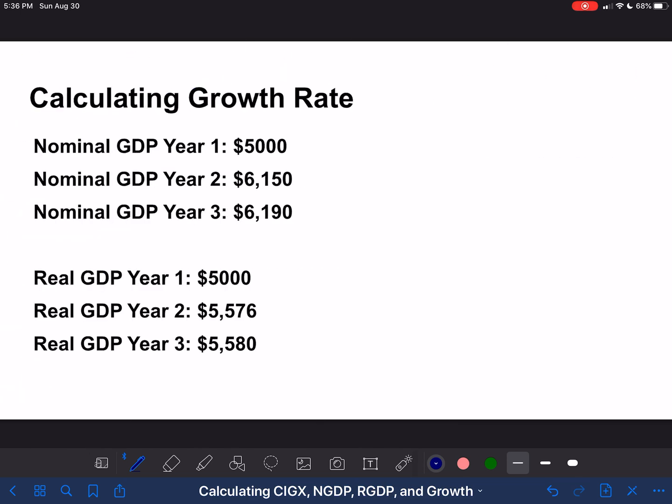So let's see what our growth rates are with our nominal GDPs and our real GDPs here, and see if that statement that we just made is accurate. So our growth rate equation is just percent change. So it's just our percent change equation. So it's new minus old over old times 100. That's percent change for us non-math people. If you are a math person, feel free to put the ones and the twos in there. But for us non-math people, it's new minus old over old times 100.